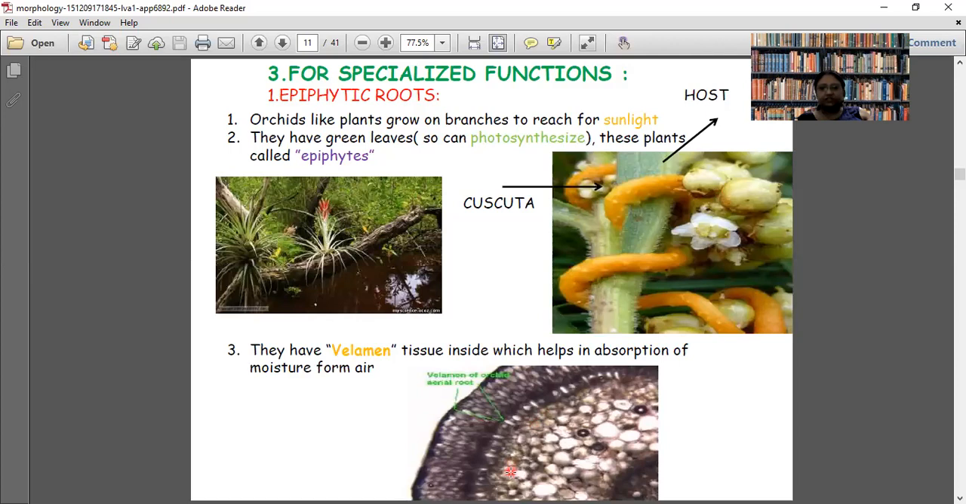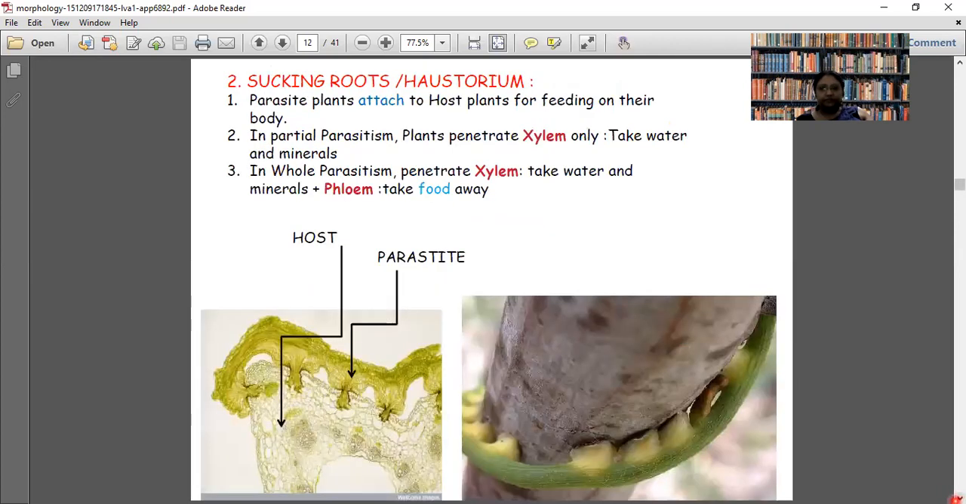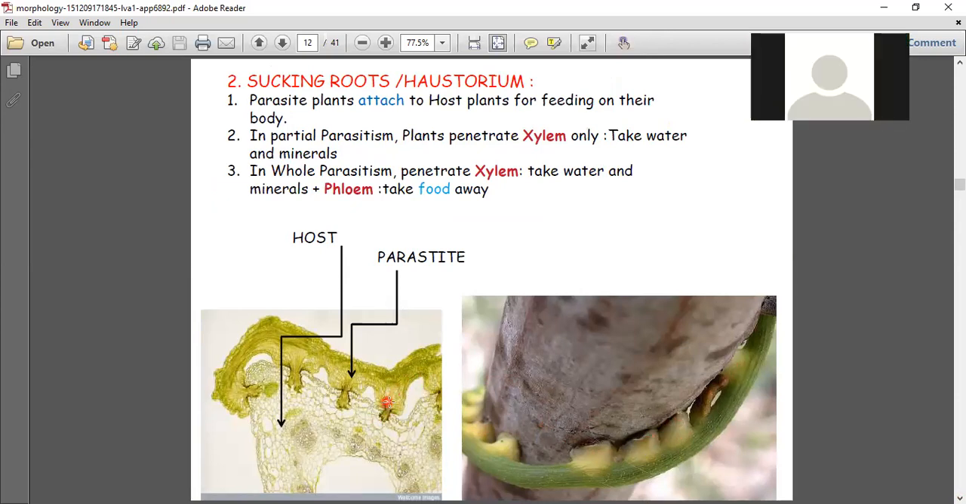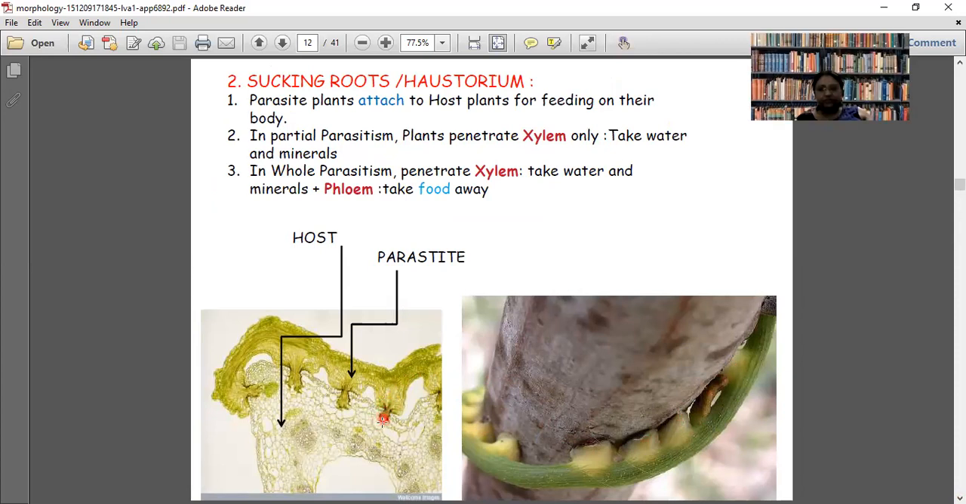This is the cross section of the root. Look at how the haustorial root is, can you see? Are the suckers visible to you? Yes, ma'am. And see the microscopic structure, how they are attacking the xylem and phloem so that they can take nutrition directly from them.